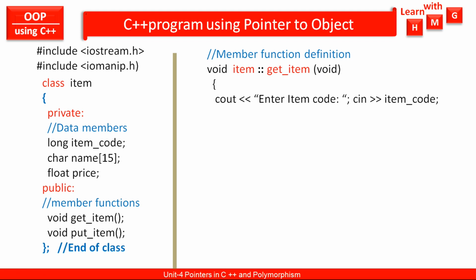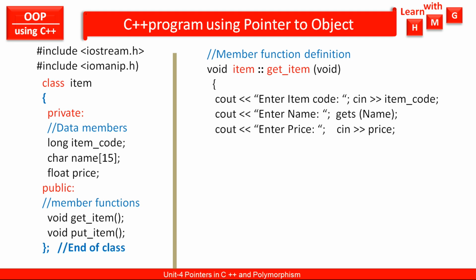So first of all, let us accept the item code. Display the message enter item code, and using cin accept the item code. Then display the message enter name using cout, and using the gets function accept the name. As name is a string, I am using the getString function, that is the gets function. And enter price, using cin accept the price using the extraction operator. So like this, using cin and extraction operators, I have accepted the values of three data members: item code, name and price.